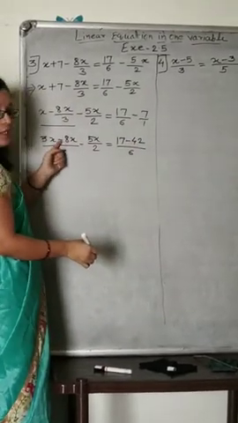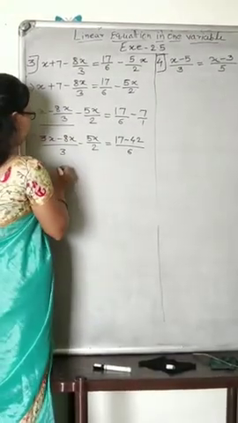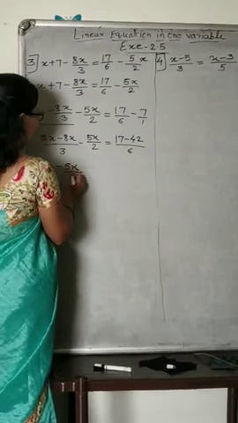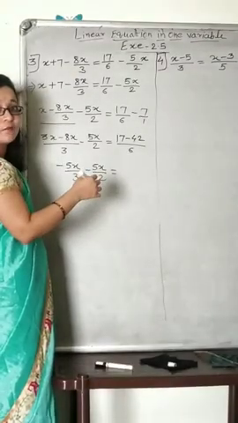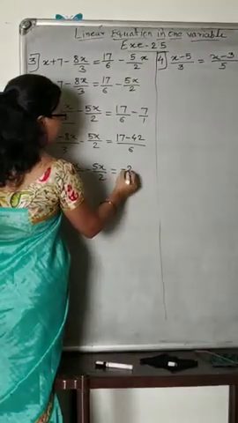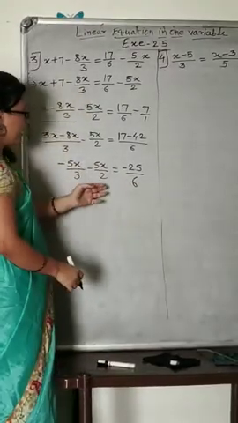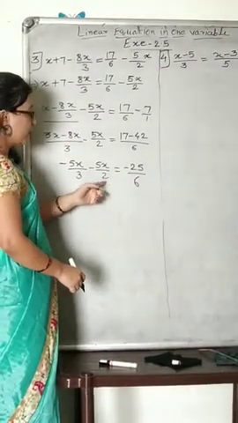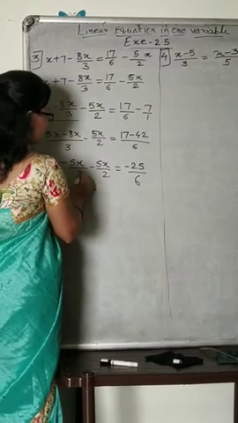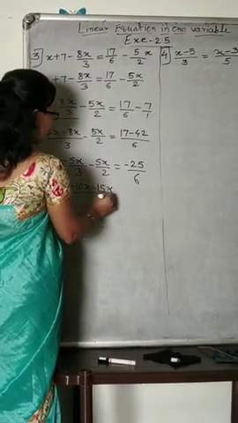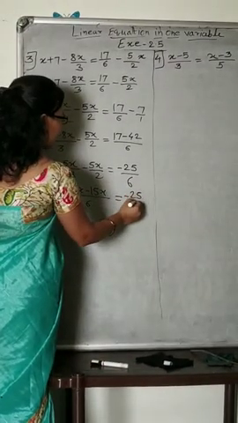Now solve these firstly. 3x minus 8x: from 8 if we subtract 3 it will come 5, and the bigger number sign is minus, so minus 5x divided by 3 minus 5x divided by 2. Then 17 minus 42 will come minus 25 divided by 6. Now here the denominators again we have to make equal. That's why cross multiplication will be there. 5 twos are 10, minus 10x, and minus 3 fives are 15x, divided by 3 twos are 6. Then here equals minus 25 divided by 6 will come.